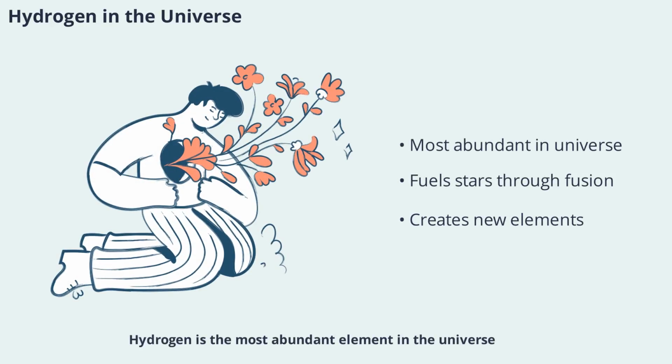Hydrogen is the most abundant element in the universe. It's the primary fuel for stars, including our sun. Through nuclear fusion, hydrogen atoms combine to form helium, releasing vast amounts of energy. This process powers the stars and creates the elements that make up planets and life.